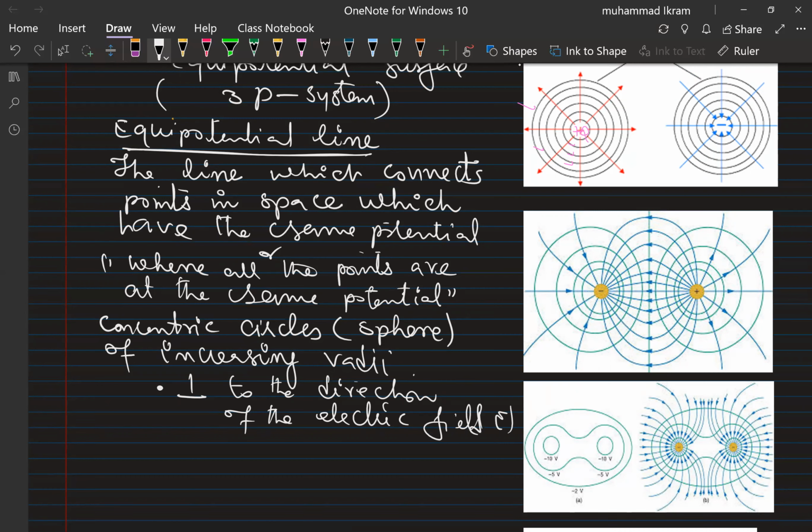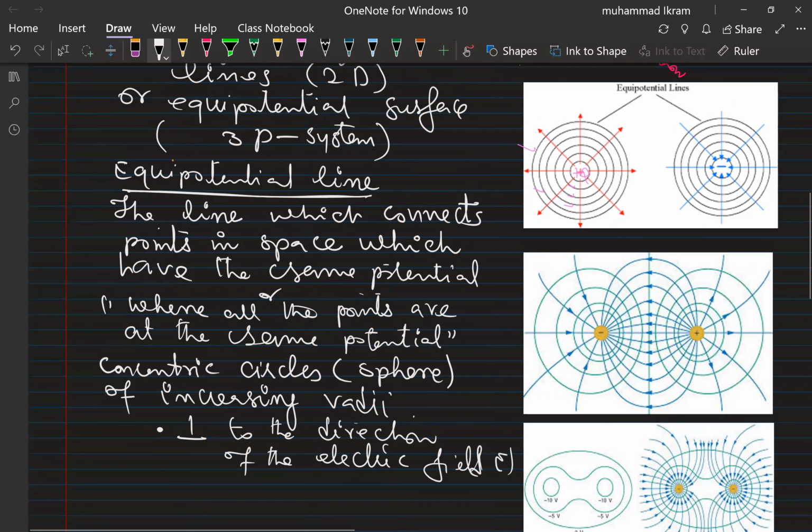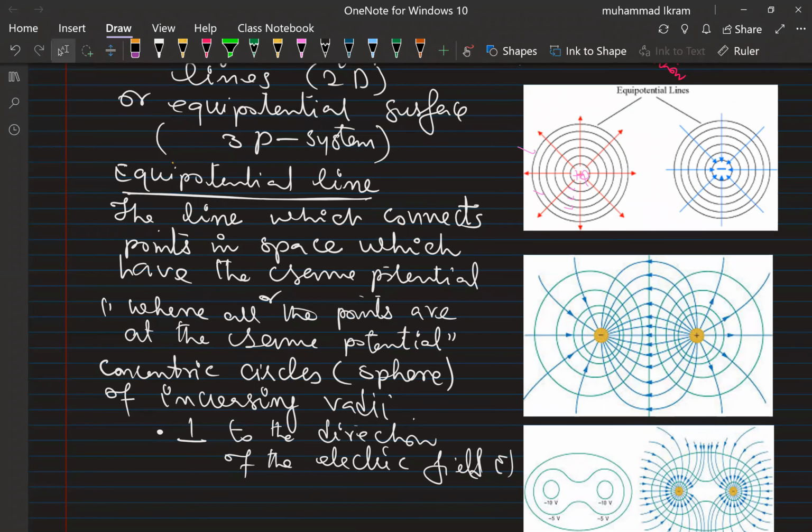It is perpendicular to the direction of what? These lines are perpendicular to the direction of the electric field everywhere, as you see here. So they are drawn perpendicular, right? Now why do I say that these are the points of equal potential?